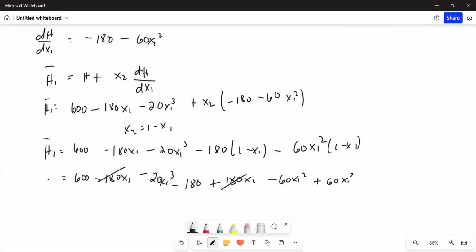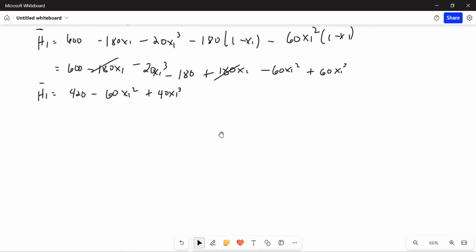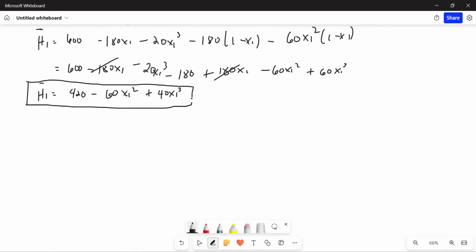Further simplifying, we have an expression for the partial molar property of species 1. X sub 1 cubed. And this is actually our answer for letter A, H sub 1. Let me put that inside a box. And let's name this as equation B.